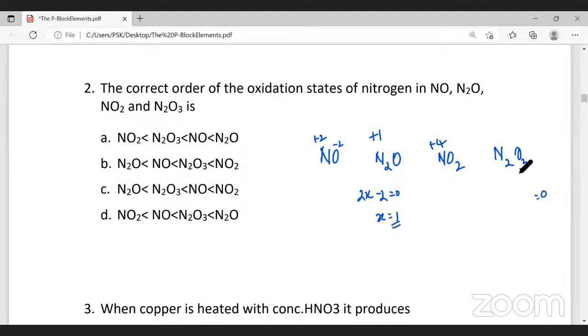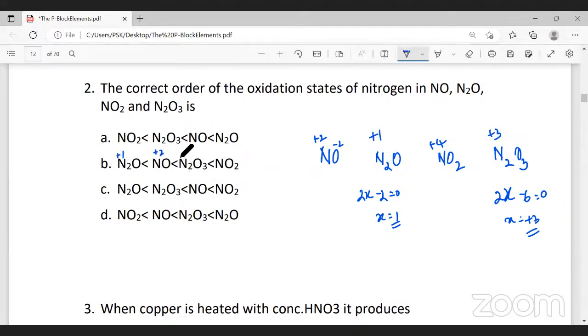In N2O3, as a whole, the charge is 0. Oxygen is -2 into 3 is -6. Nitrogen, we are finding X. Since we have 2 nitrogen, 2X. So X will be equal to +3. So the question is, the correct order of oxidation states of nitrogen in NO, N2O, NO2, and N2O3. We can say in N2O, it is +1 nitrogen. In NO, it is +2. In N2O3, it is +3. And in NO2, it's +4. So the correct order of the oxidation state of nitrogen in these compounds is in option B.